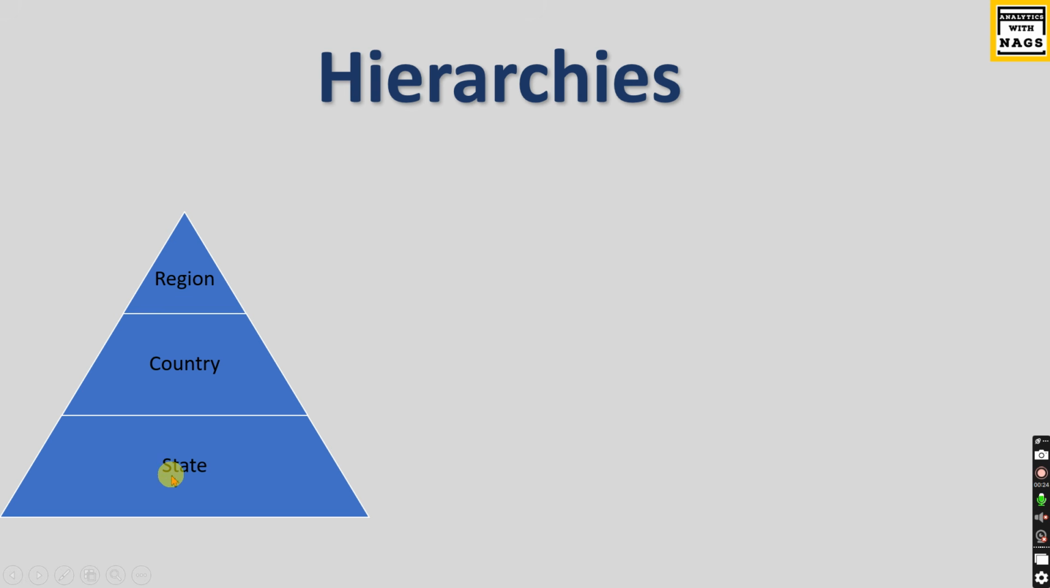Meaning like it will start with the state and each country will have multiple states, and each country belongs to one particular region. So you can define a hierarchy like this: level 1, level 2, level 3, so that you can have your data at the state level, but you can roll up and analyze at the region level.